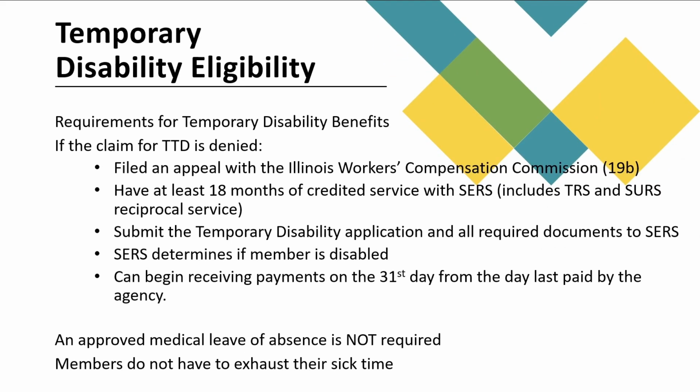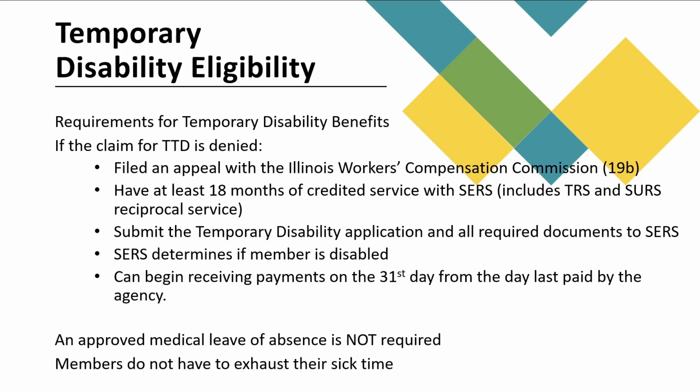Requirements for a temporary disability benefit. If a claim for TTD is denied, the member must file an appeal with the Illinois Workers' Compensation Commission, have at least 18 months of credible service with SCRS, and that can include TRS or SURS reciprocal service to meet that 18-month requirement.